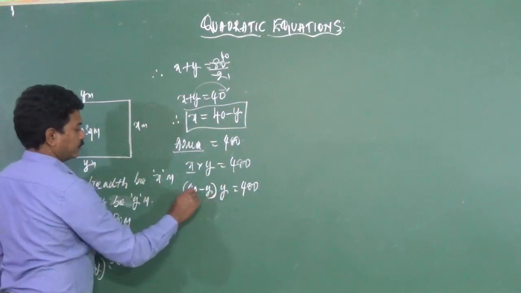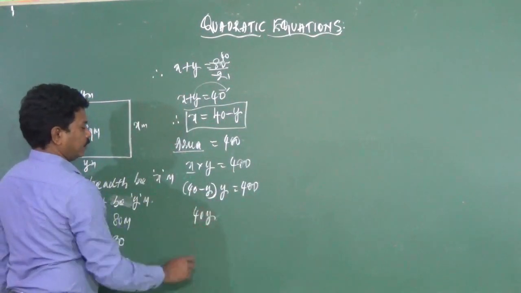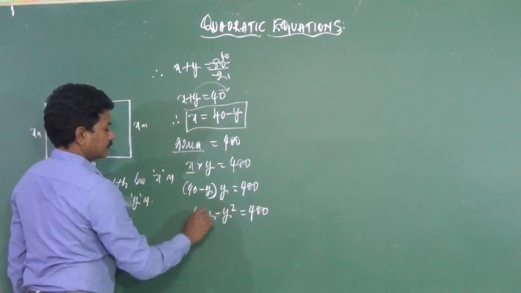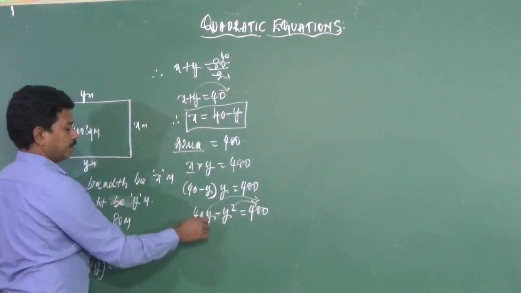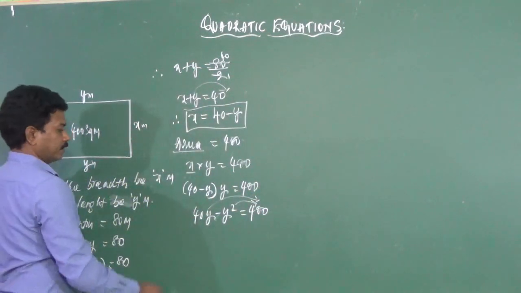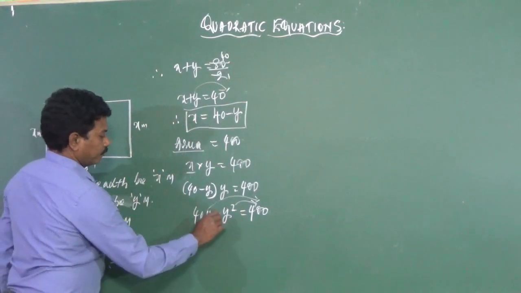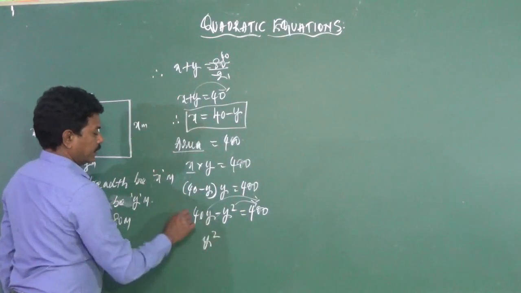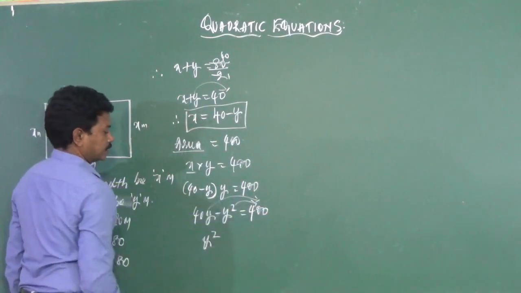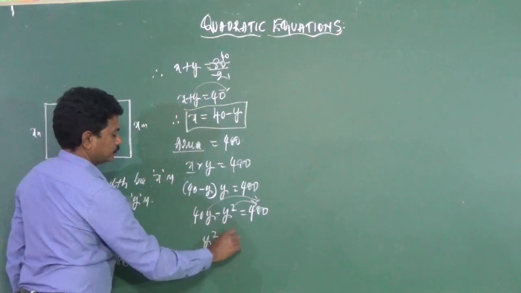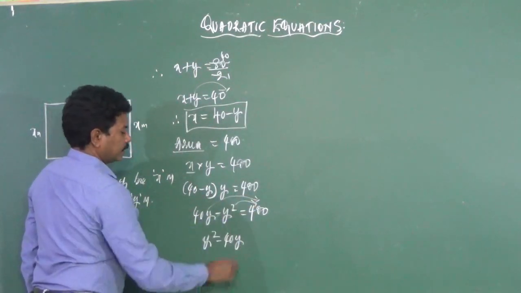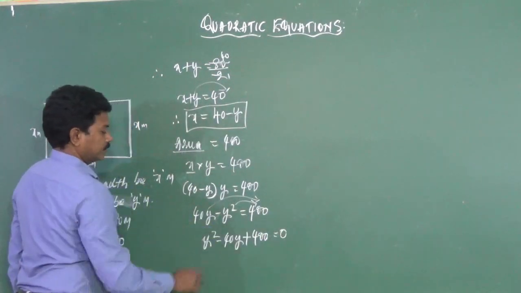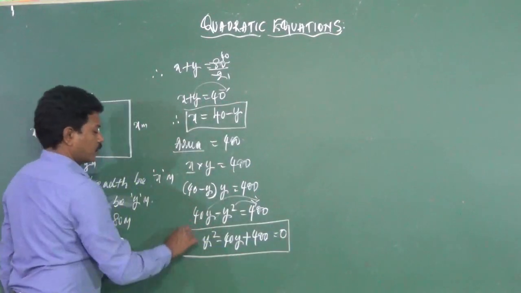So y into 40 is 40y, y into minus y is minus y square, is equal to 400. We will transpose both these terms to the RHS and make LHS as 0. So 40y minus y square transposes to RHS, it becomes y square minus 40y, and 400 is already in the RHS, so plus 400 is equal to 0. So this is the required quadratic equation we have got.